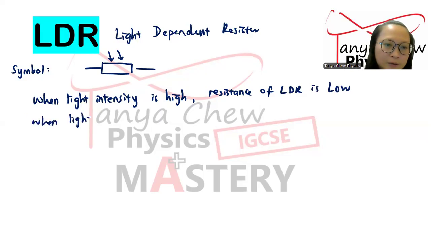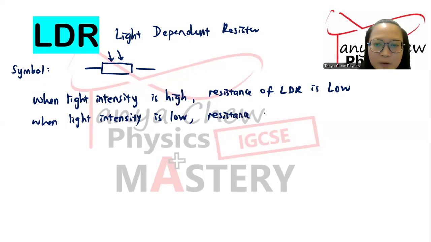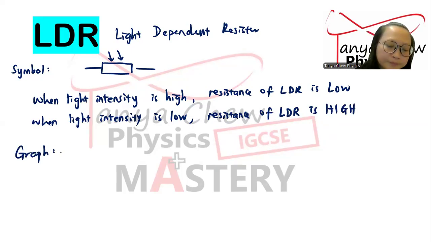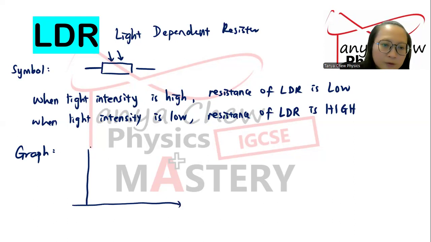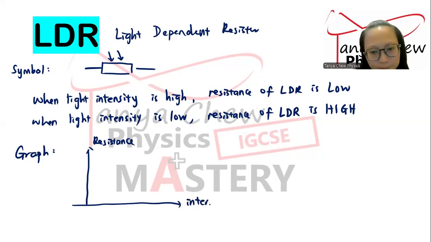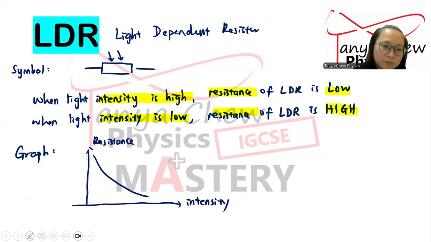When light intensity is low, resistance of LDR is high. Graph. Resistance against intensity, inversely proportional. Okay, so I'm highlighting the keywords. Intensity is high, resistance low. Intensity low, resistance high. That's all.